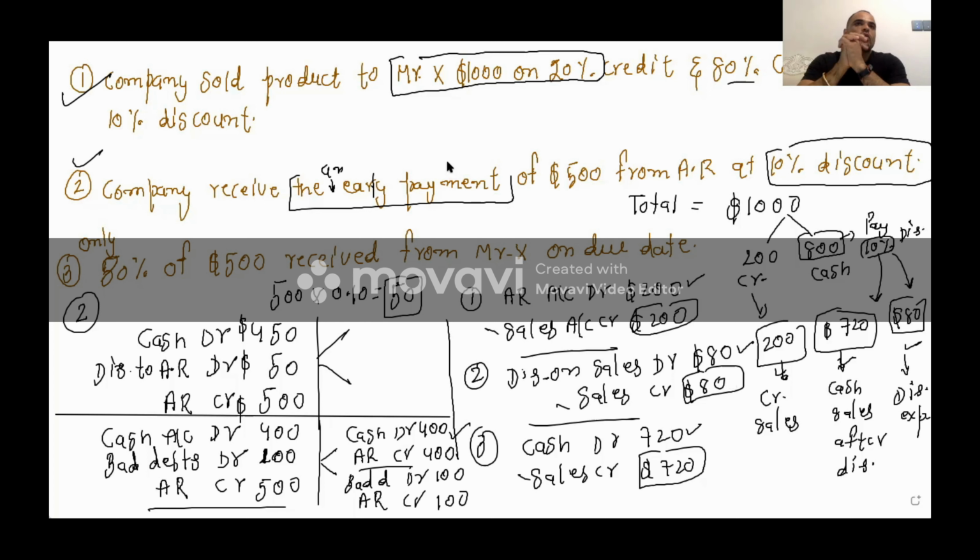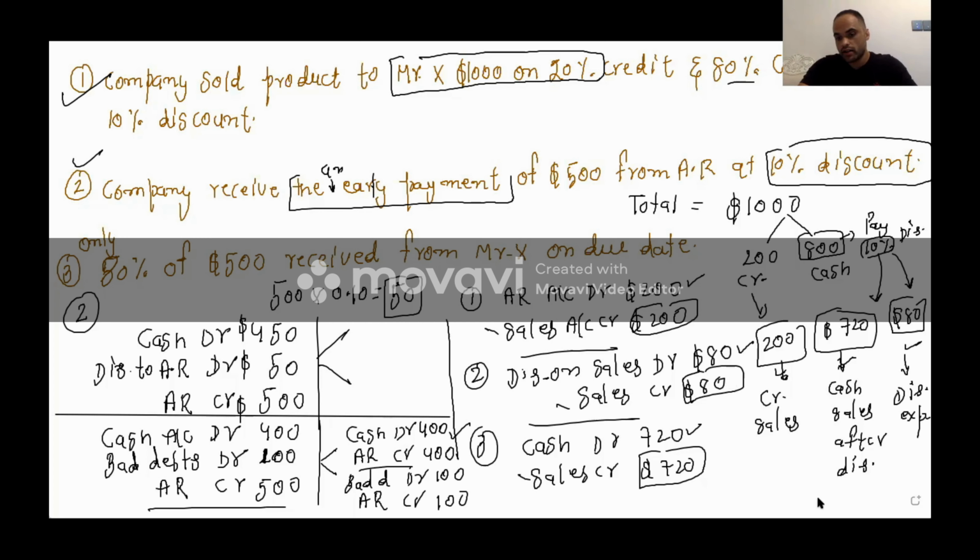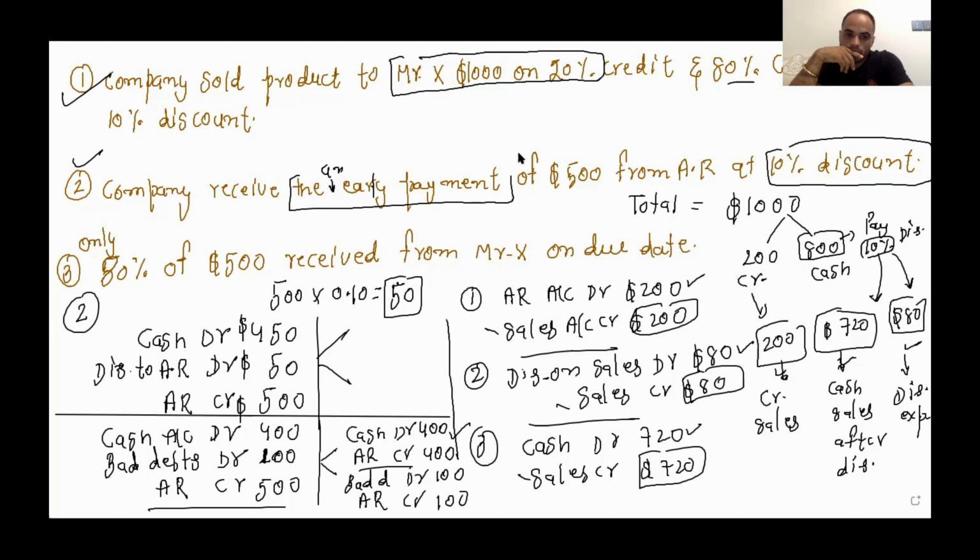So that's all for journal entry. Next class, we will start with our ledger. So next ledger is your step 3. So step 3, 4, and 5, we will study in our next class, right? Does anybody have any question regarding journal entries or these questions or the previous exercise?